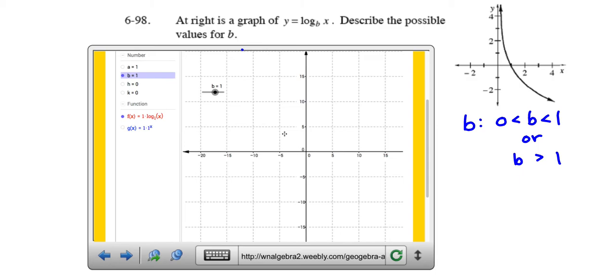Now let's go into the values less than 1. This is going to look a lot more like what we have here. As I decrease that value, it's less than 1, we have a shape where as x increases, our y decreases. So our values for b have got to be between 0 and 1.